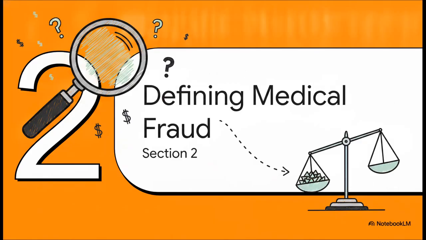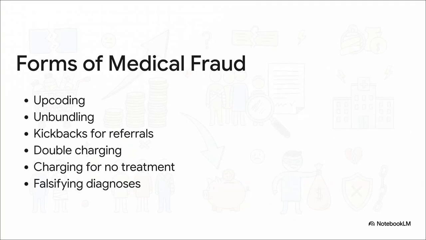Moving on to Section 2, defining medical fraud. What's great about the SASB standard is that it cuts right through the dense legal jargon and explicitly names the most common forms of healthcare fraud. We're talking about upcoding, billing for a service that's way more expensive than what was actually provided. There's unbundling, double charging, and taking kickbacks for patient referrals. It even covers incredibly brazen practices like literally charging for treatments that were never given or completely falsifying a patient's diagnosis just to justify an unnecessary procedure, solely to generate revenue. It's shockingly audacious. But if an entity engages in this and gets caught, it triggers the exact reporting standard we're looking at next.